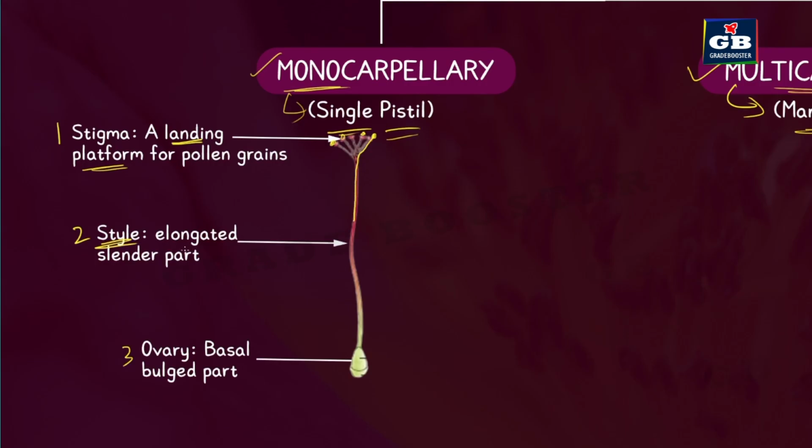is the style. Style is the elongated and slender part through which the pollen tube passes. So the pollen grain from the stigma produces a pollen tube which passes through this style, and finally it reaches the third part, that is ovary. Ovary is the basal bulged part. It has ovules and other parts in it. So in this way the pollen tube travels and reaches the ovary. So these are the three main parts of the pistil. What are they? Stigma, style, and ovary.